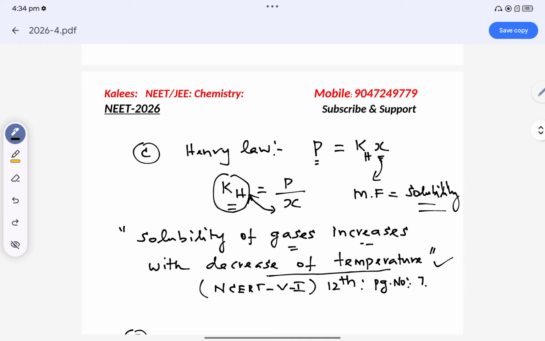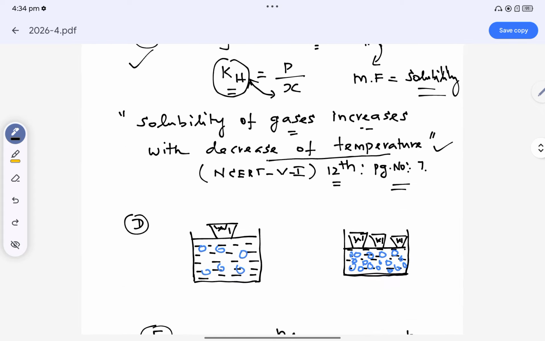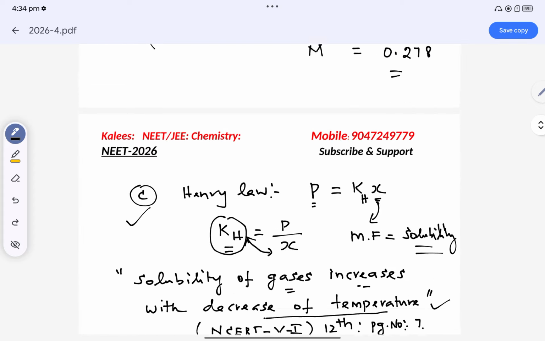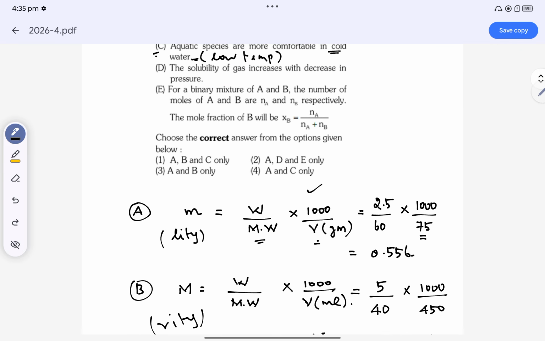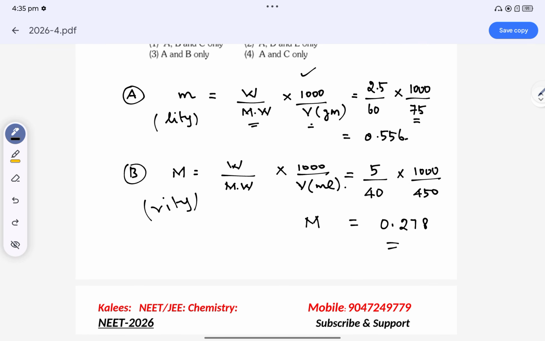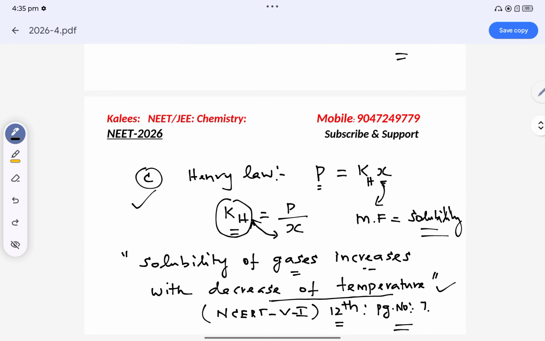It is given in the NCERT 12th standard book. So statement C is also correct. And the fourth statement, option D, what is the option? The solubility of gases increases with the decrease in pressure. No, it is absolutely wrong. So how is it identified? How can we prove this?